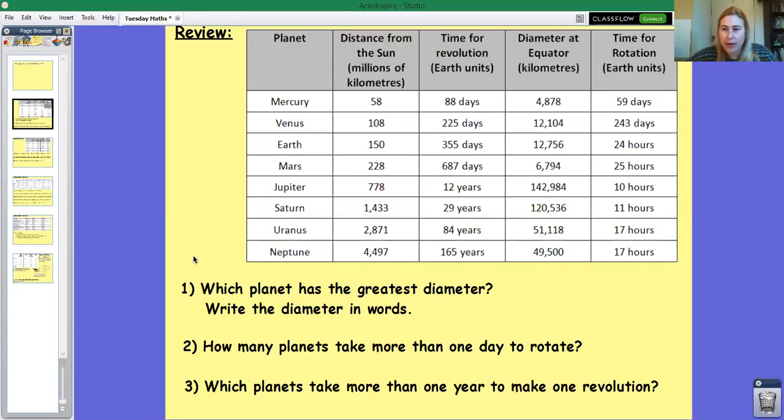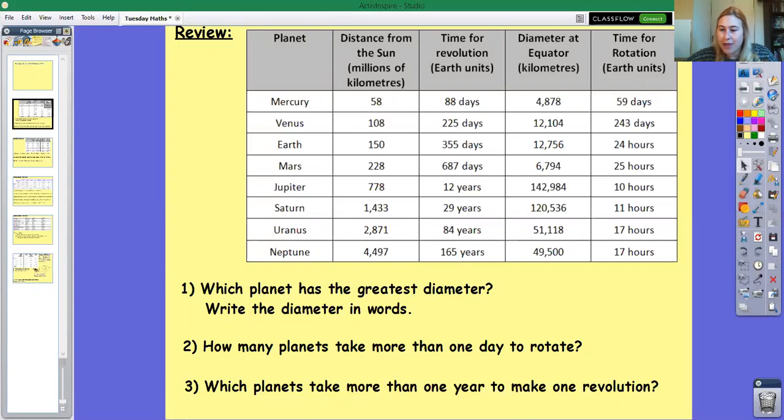So you've got to think about which rows and which columns are going to be useful for helping you answer those questions. So let's look at the questions. Which planet has the greatest diameter? Diameter is actually the measurement of the thickest part, the widest part of the planet, almost like the equator, or if a belt was going around the middle of it.